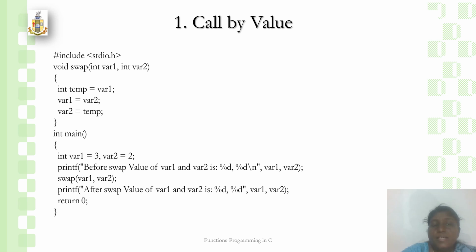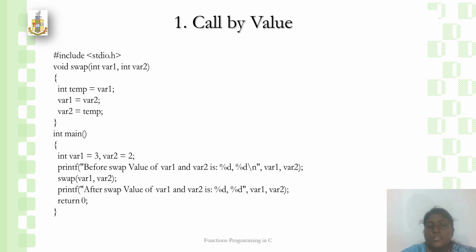Here we are going to swap the integer values, variable 1 and variable 2. The values will be swapped by introducing a temporary variable, and then in the main function the variables are added here. Int variable 1 is equal to 3, variable 2 is equal to 2.